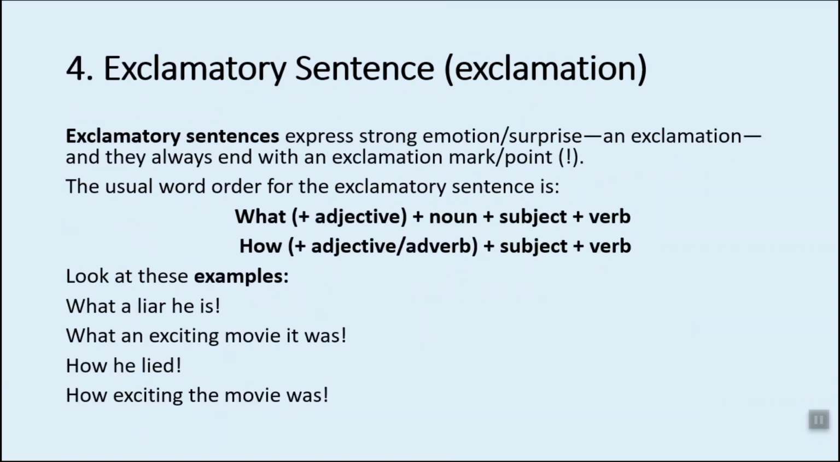Exclamatory sentences express strong emotion or surprise, and they always end with an exclamation mark. The usual word order for the exclamatory sentence uses what and how. What plus adjective plus noun plus subject plus verb. How plus adjective or adverb plus subject plus verb. Look at these examples. What a liar he is. What an exciting movie it was. How he lied. How exciting the movie was.